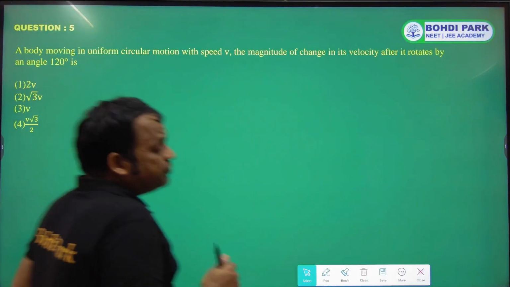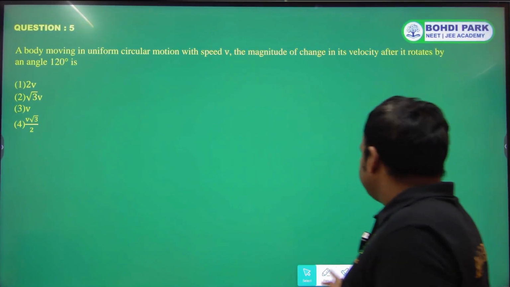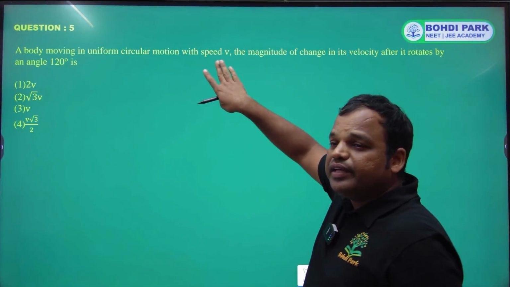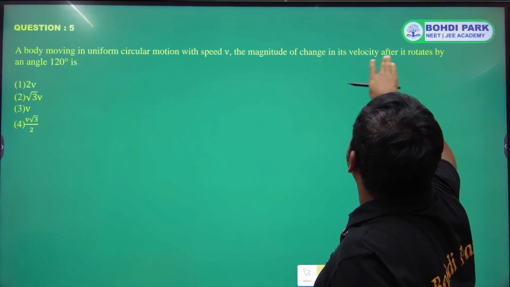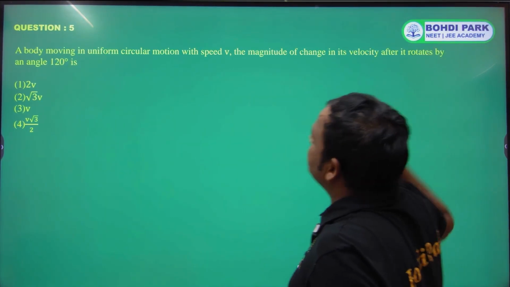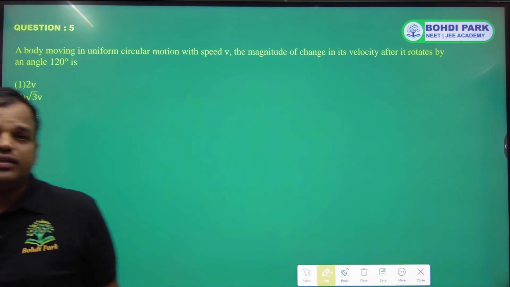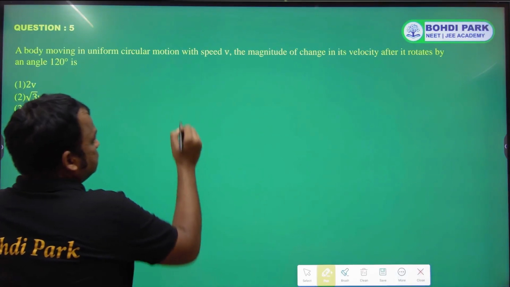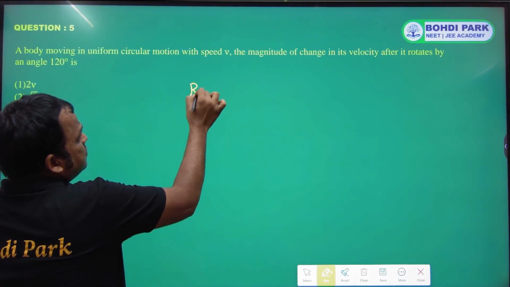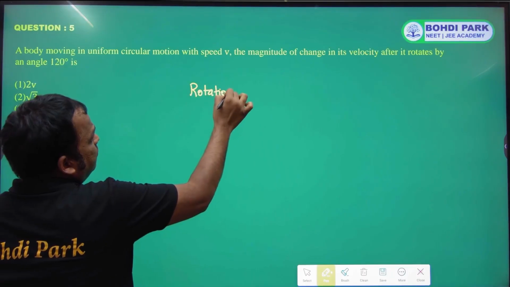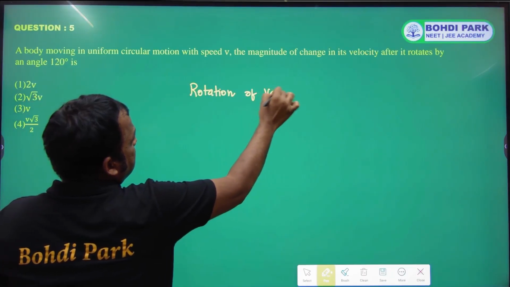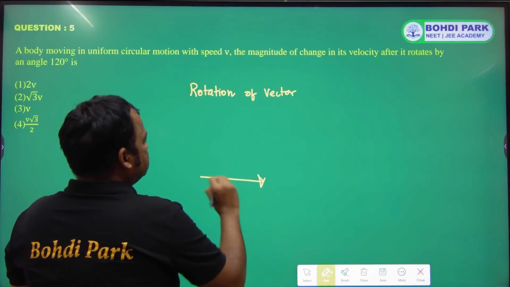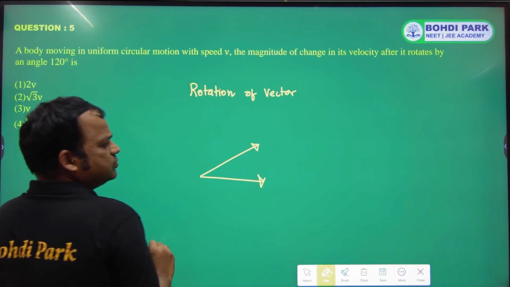Now look at this fifth question. A body moving in uniform circular motion with speed v, magnitude of change in velocity after it rotates by angle 120 degree. So this question is based on rotation of vector. If this is the initial vector and this is the final vector.